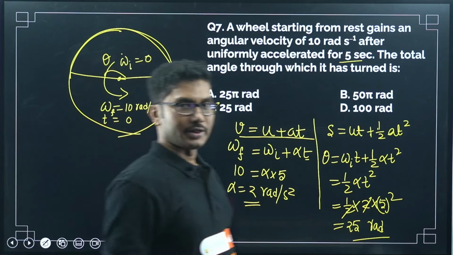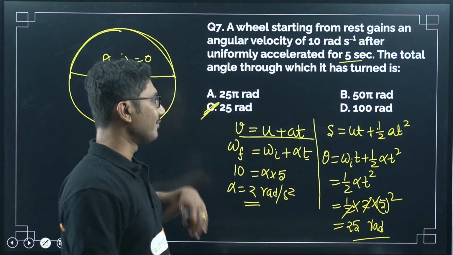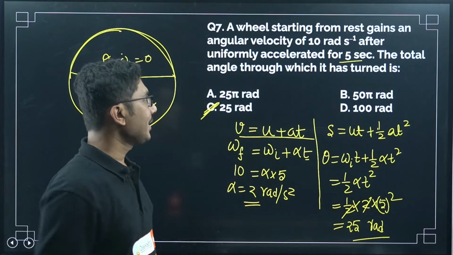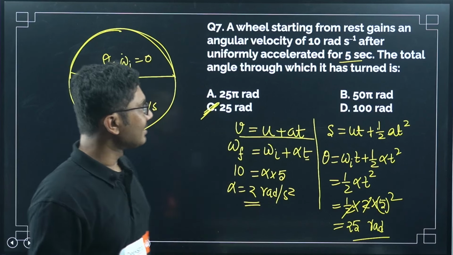No pi is involved here. Unless and until you are converting units, pi won't be involved. So 25 radian is the answer.